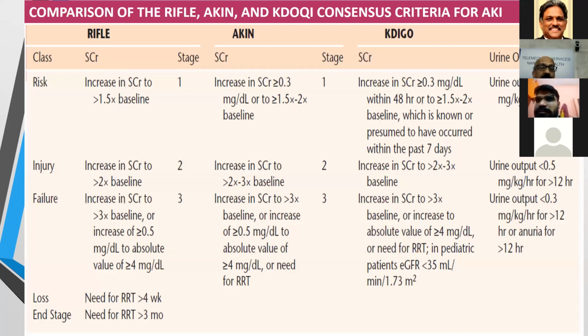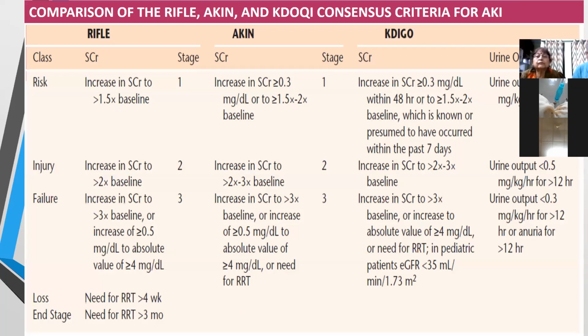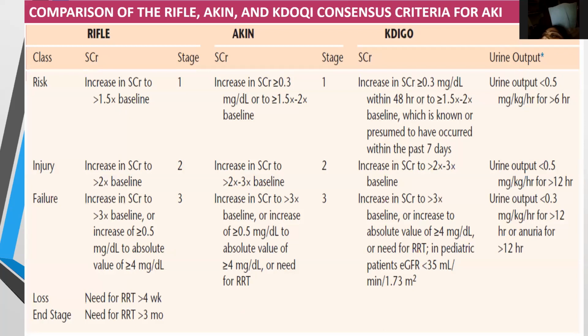This is the comparison of the RIFLE, that is the risk, injury, failure, loss of function, end-stage renal failure, AKIN criteria, and KDIGO consensus criteria for acute kidney injury. We have the Kidney Disease Improving Global Outcomes criteria on the fourth column, AKIN criteria on the third column, RIFLE criteria on the second column, the class is mentioned on the first column, and the urine output criteria are mentioned in the last column.